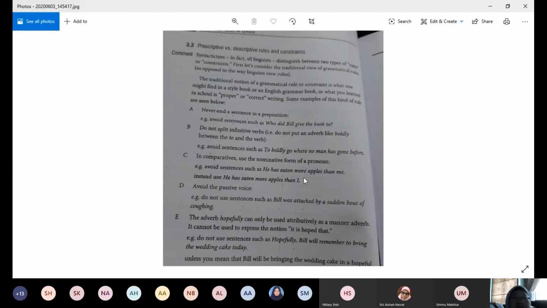Okay, and so these are the things that your grammar teachers will tell you lah. So these are the rules that prescriptive grammar is the grammar that's being used in your classroom, your schools, teachers will use the prescriptive grammar to teach grammar to their students. Okay.